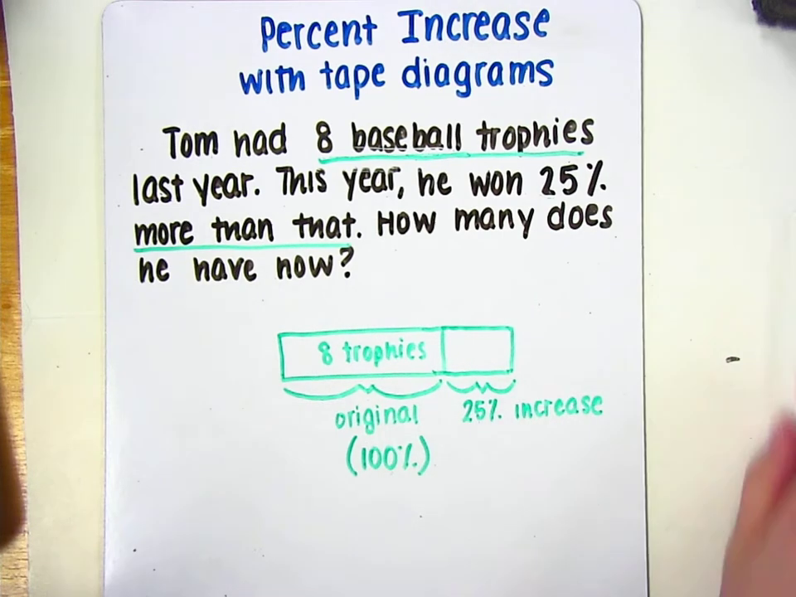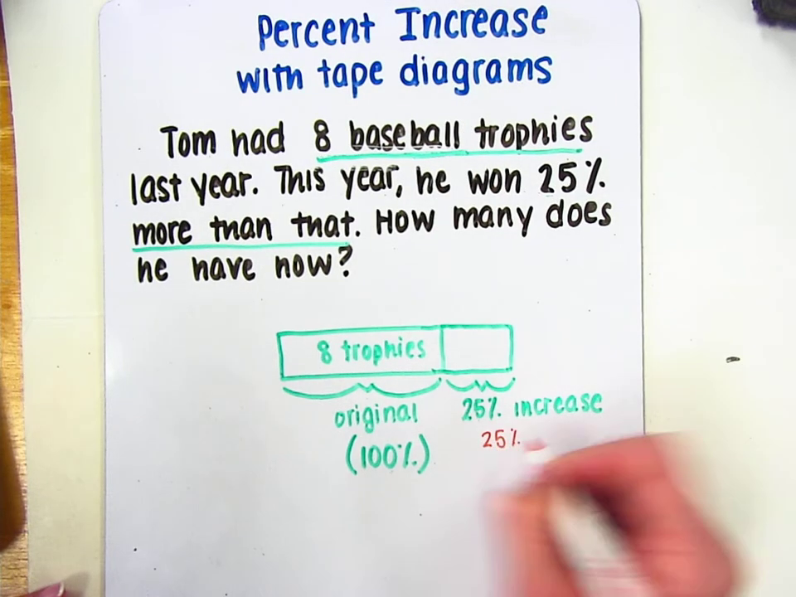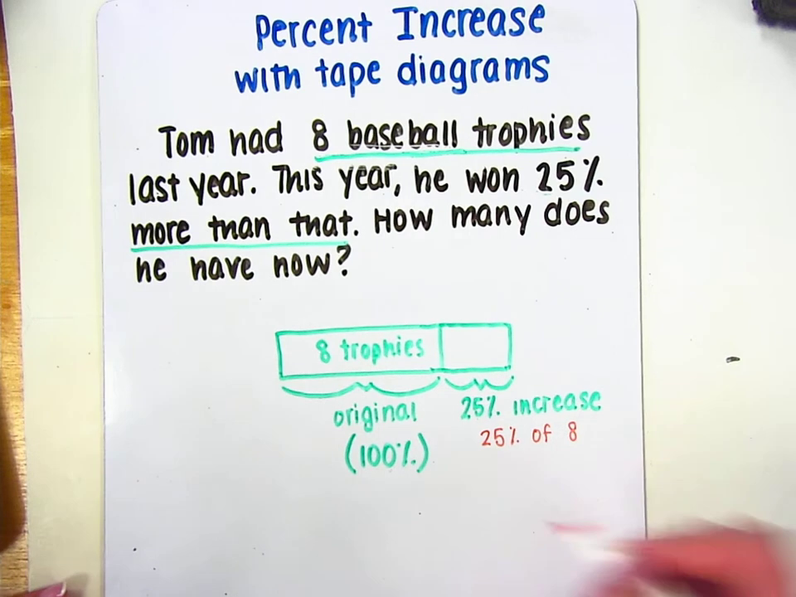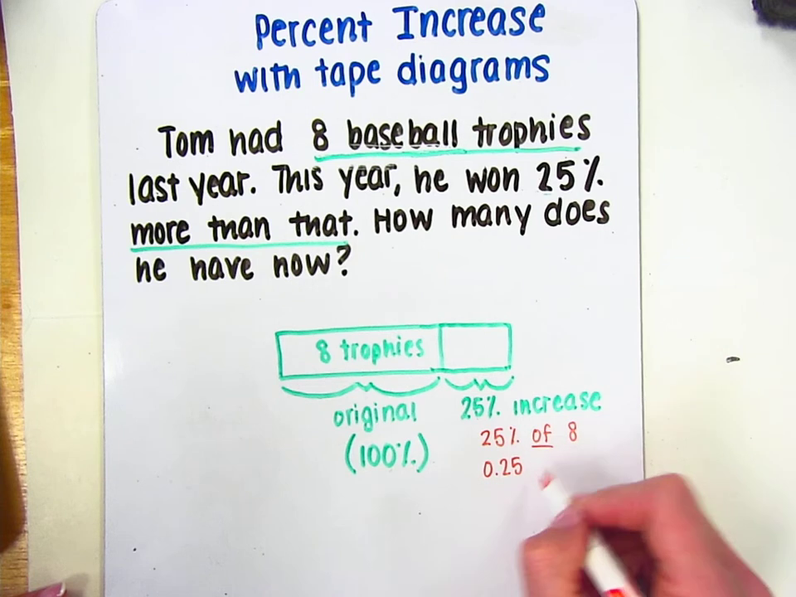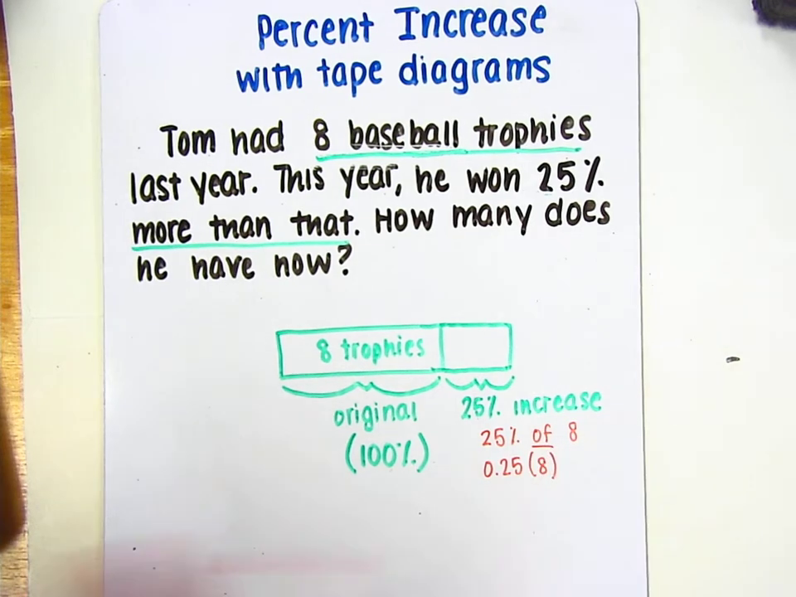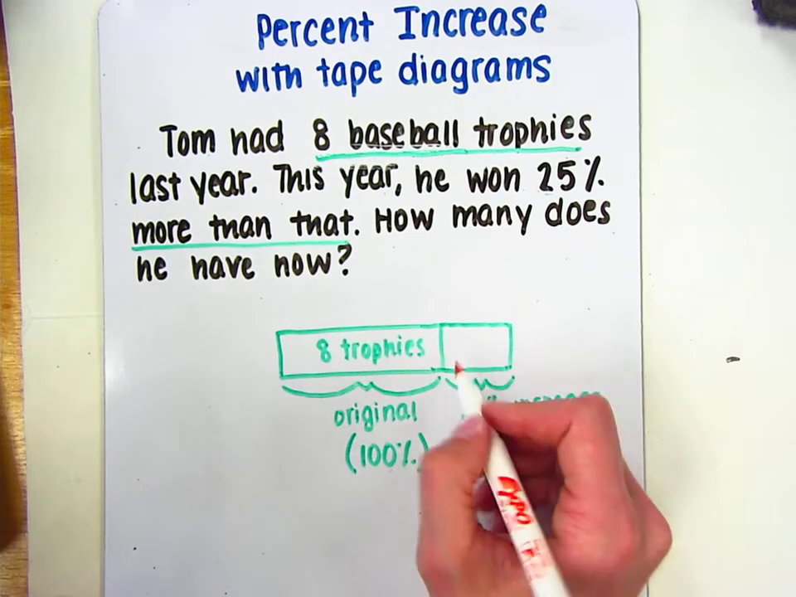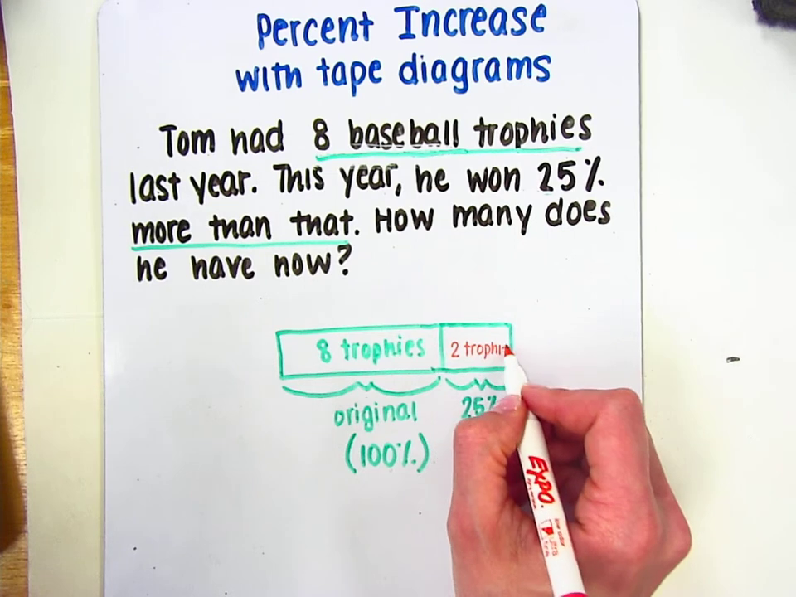So in order to do this, we need to find 25% of that original amount, or 25% of 8. To type this into our calculator, 0.25 of means multiply. So 0.25 times 8 is equal to 2. This is telling me that Tom's trophies increased by 2 last year.